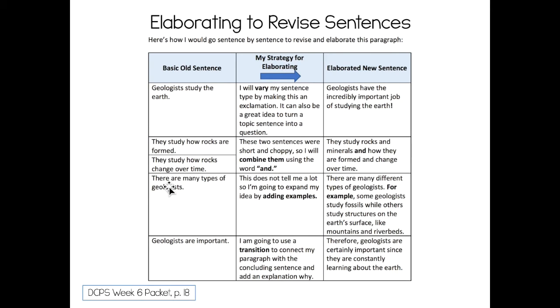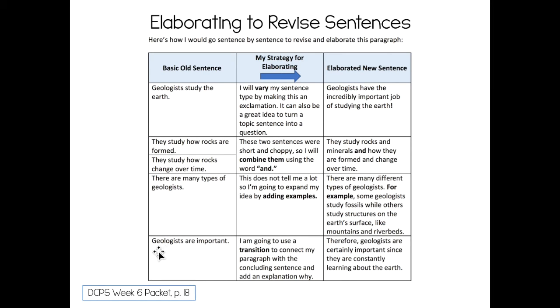There are many types of geologists. This doesn't give me too much information about what types of geologists exist, so I can add some examples. So rather than just saying there are many types, I'm going to give examples. There are many different types of geologists. For example, some geologists study fossils, while others study structures on the Earth's surface, like mountains and riverbeds. Wow, I got a lot more information after getting those examples.